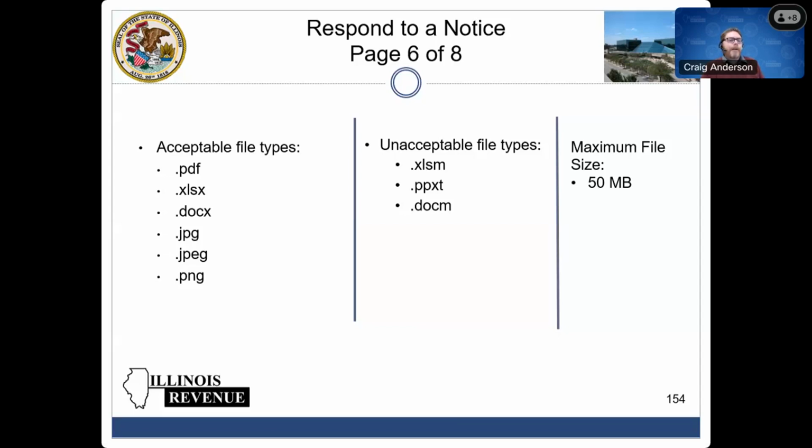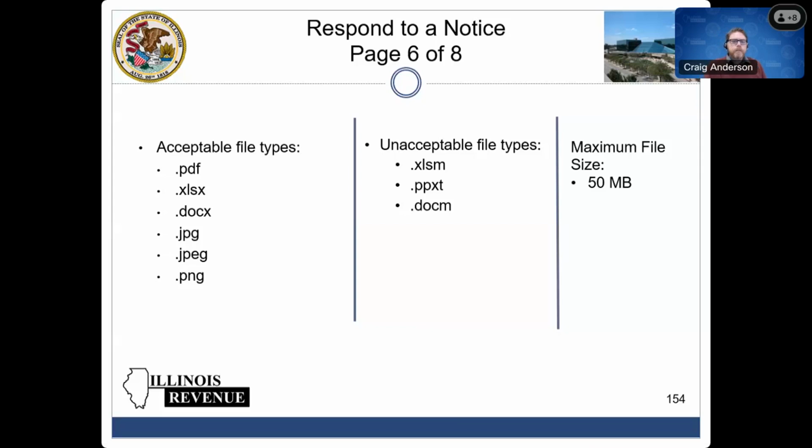We will accept Excel sheets, as long as it doesn't have macros. So if it's .xlsx, but not .xlsm, then we would be able to go through that. Word docs, JPEG, PNG, pictures, things like that, we can all accept through that upload. We can't accept PowerPoint presentations, and we can't accept, like I said, anything with macros, which would be like PowerPoints with macros built in or Word docs with macros in it. That's what that M stands for. And then the maximum file size is that 50 MB.